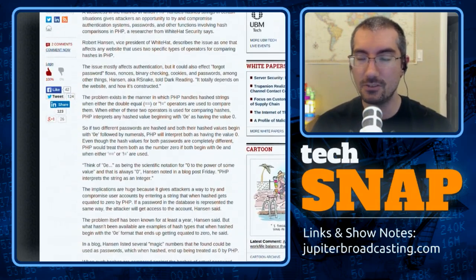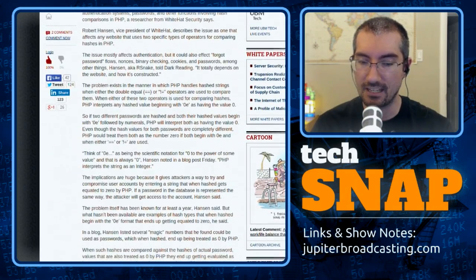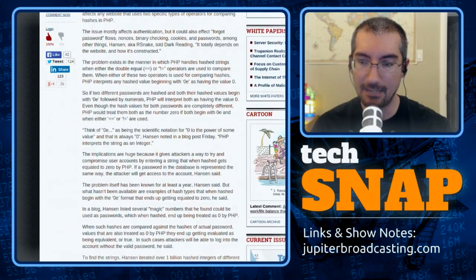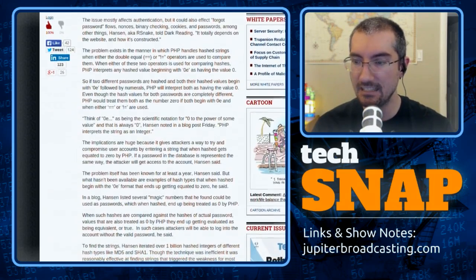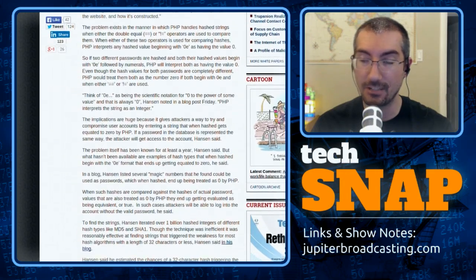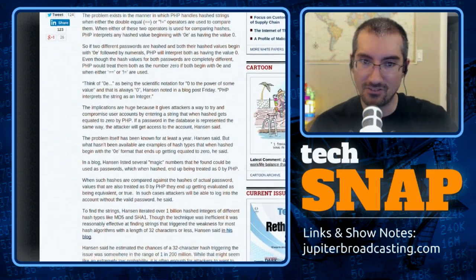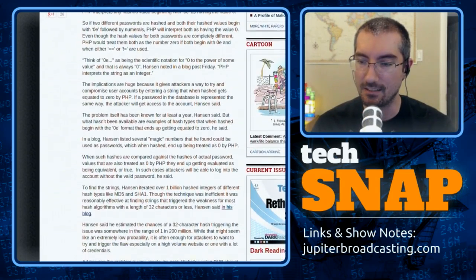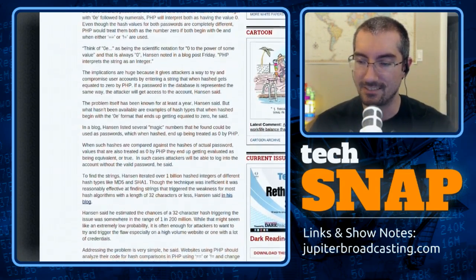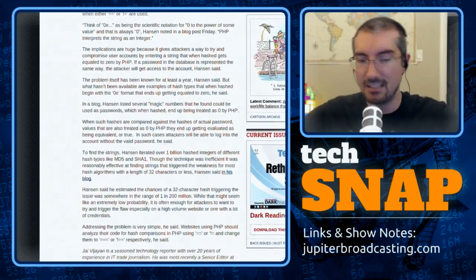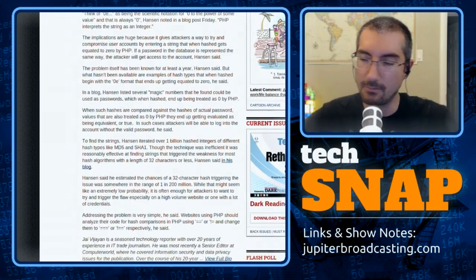But it turns out if you're just doing MD5 or SHA-256 hashes of things, if the hash happens to start with 0E, PHP might mistake that for a number in scientific notation. Where it's 0E, some other number, and that's basically a number times 10 to the power of this other number. Scientific notation.